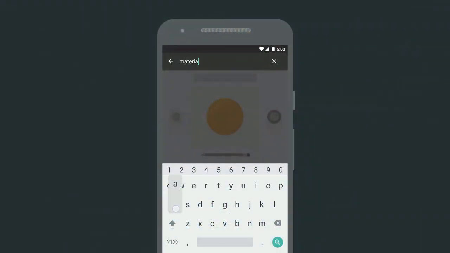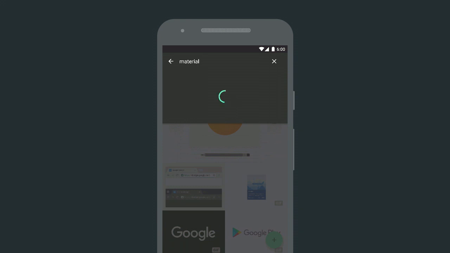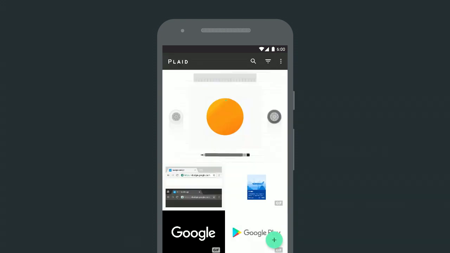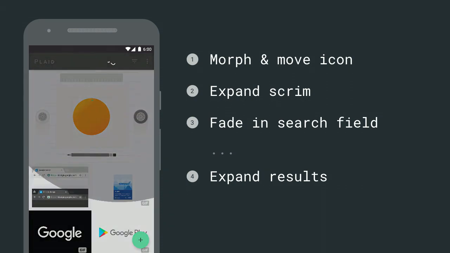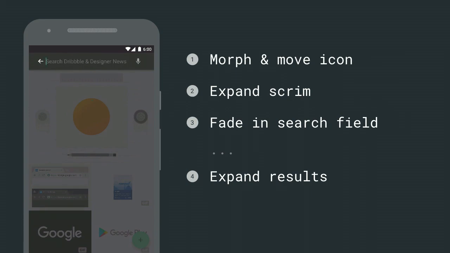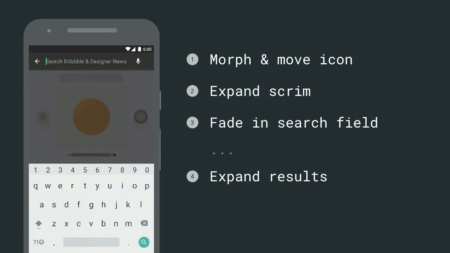Another transition I want to talk about is the search view. So this is what searching looks like in Plaid. And again, there's quite a lot going on here, so let's slow it down and step through it a little bit. Firstly, when you come into the screen, I expand out this scrim, and then also do an animation on the icon itself to change it from the search icon to the back, and then fade in the search field. And then once you've done a query, we load in the results.